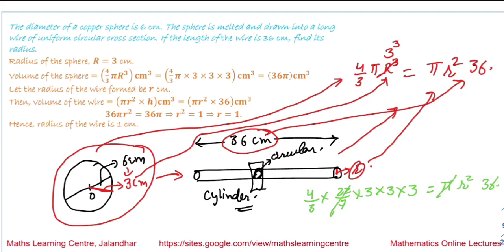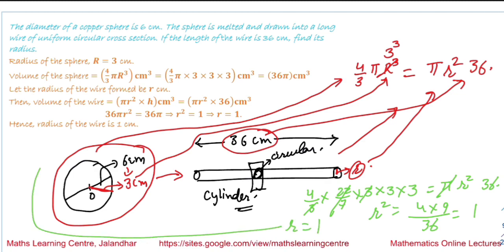This pi gets cancelled, this 3 gets cancelled, and what we get is r square is equal to 4 into 9 by 36. So that will be equal to 1. So the value of r that we will get is equal to 1, and this is the radius of the wire that we have to calculate, that is the value of r that we get is 1.